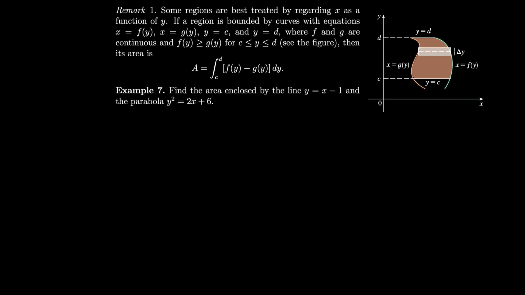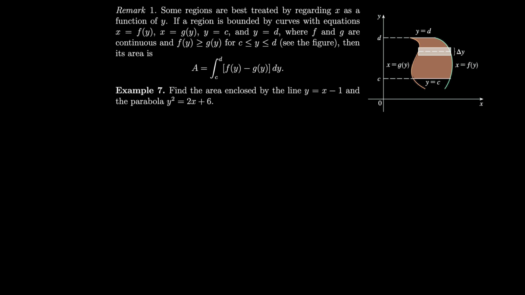Some regions are best treated by regarding x as a function of y. If a region is bounded by curves with equations x equals f of y and x equals g of y, y equals c, and y equals d, where f and g are continuous and f of y is greater than or equal to g of y, then its area is this, the difference in the two functions of y.